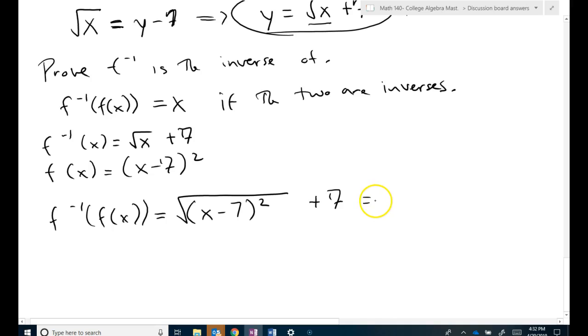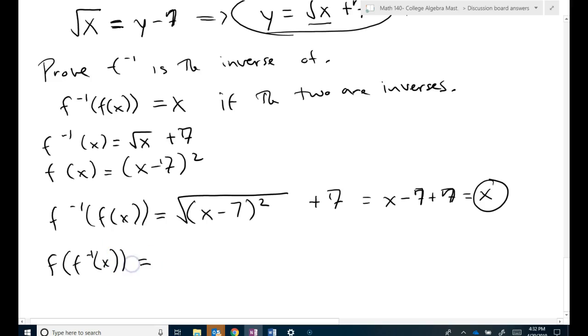This is thus equal to, well, square roots cancel. That's going to give me x minus 7 plus 7. And again, we actually don't need to worry about the plus or minus because we've only taken one side. So this then equals x. Awesome. We can also take f of f inverse of x, and that should also equal x. So we're going to try that.